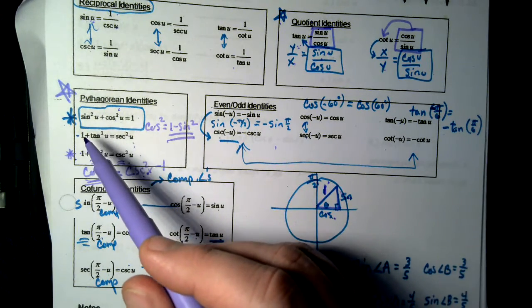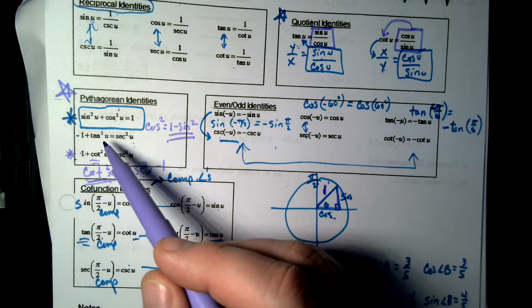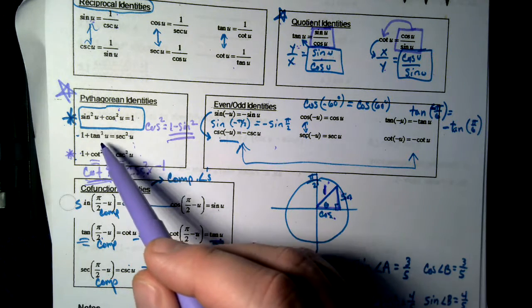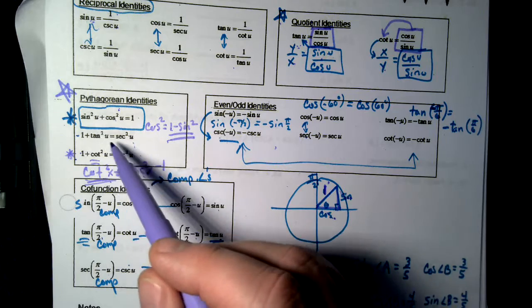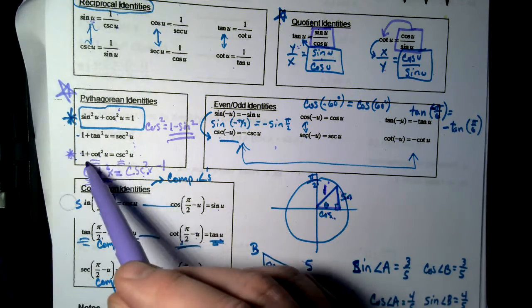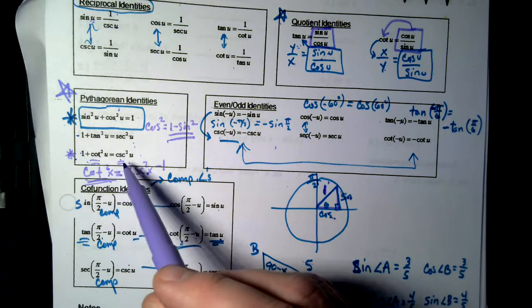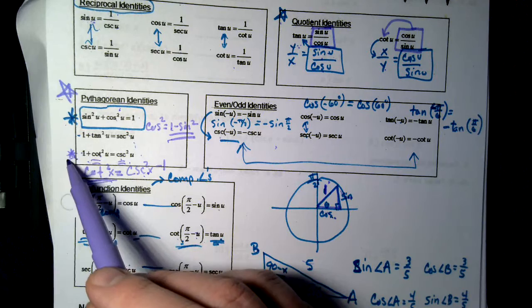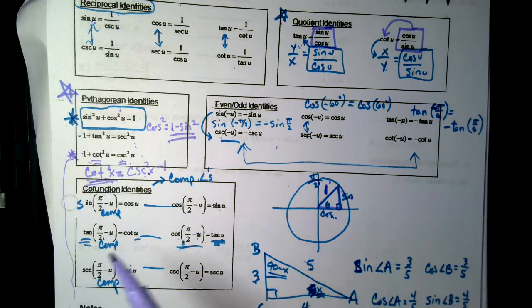of the page. But 1 plus tan squared u is equal to secant squared. So tangent and secant squared have their own little Pythagorean identity. And cotangent and cosecant, when they're squared, they have their own little Pythagorean identity. And you could put a little asterisk here. We're going to use that towards the bottom of the page here.